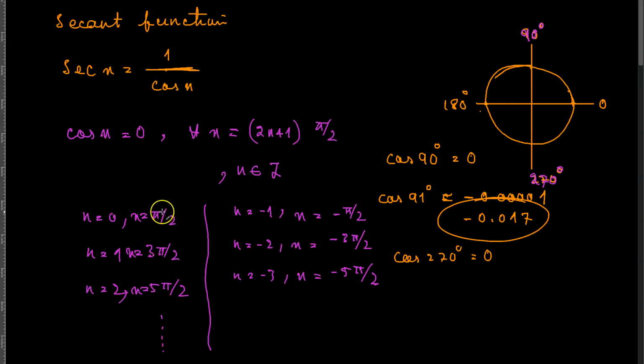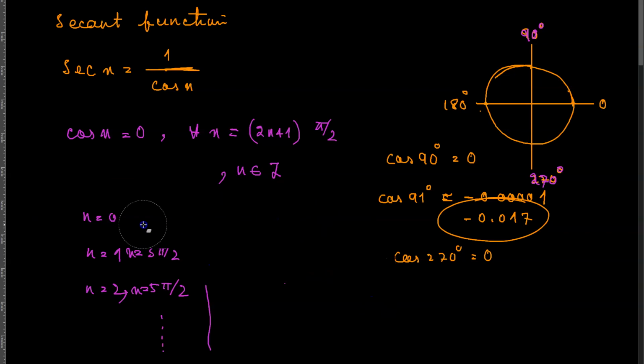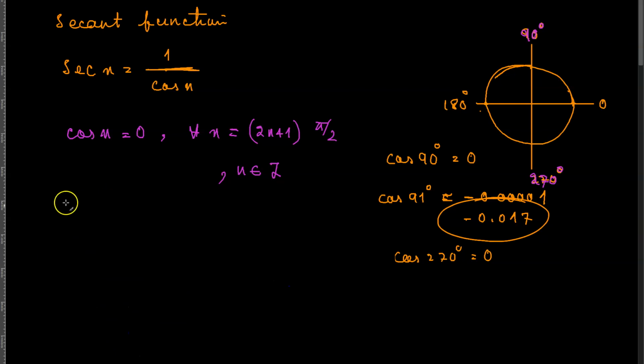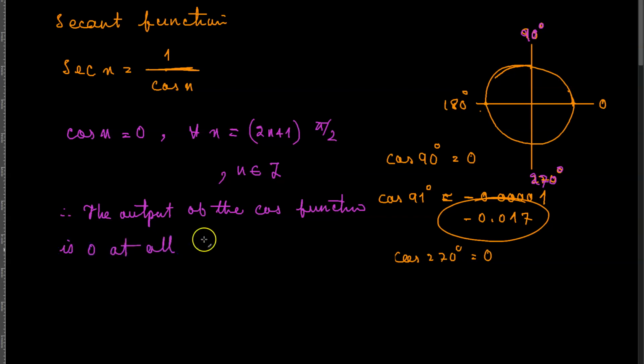And as you can see, these are all odd multiples of pi by 2, which means that you can say that the output of the cos function is 0 at all odd multiples of pi by 2, right? Which means that since the cos function is in the denominator here, I have to take out all of the odd multiples of pi by 2 from the domain of this function, because this function is not defined at any of those inputs.